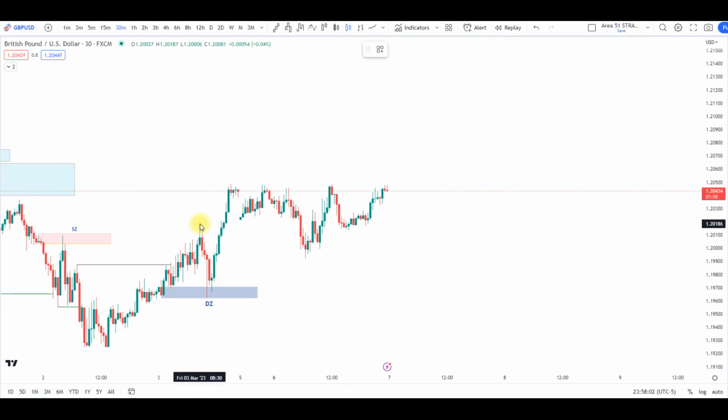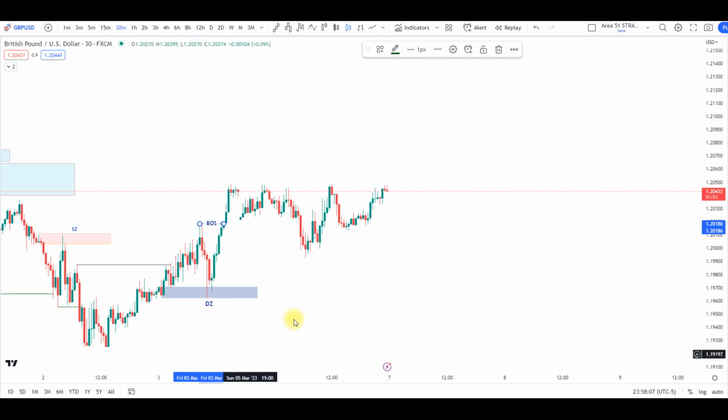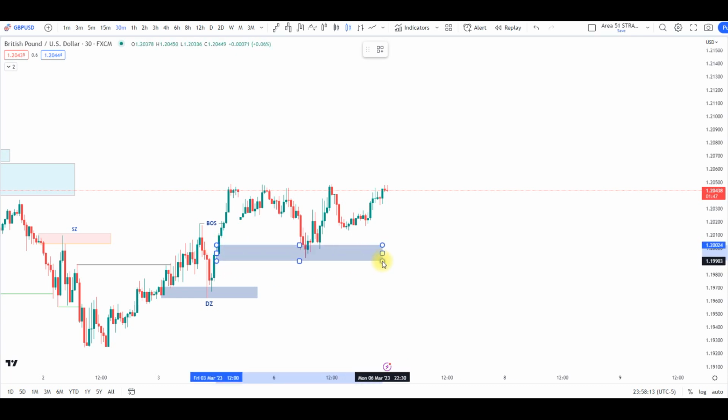Now we have another break of structure. This is an uptrend break of structure. We have another break of structure right there. Price came all the way down, testing this demand zone here. External, internal came all the way down, tapped on your demand zone, and then started going up again.